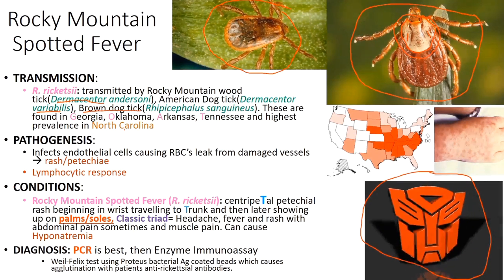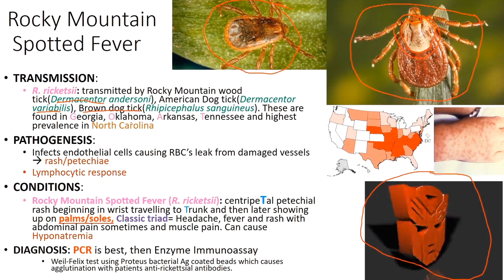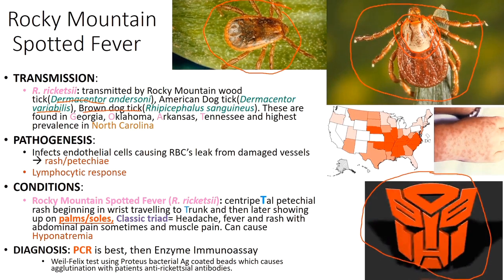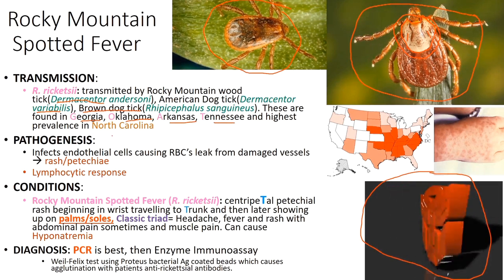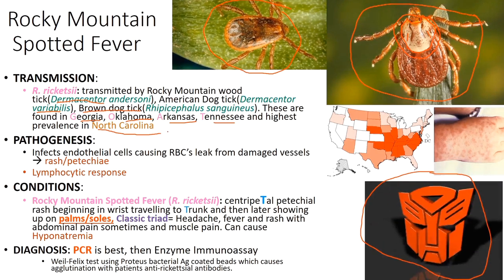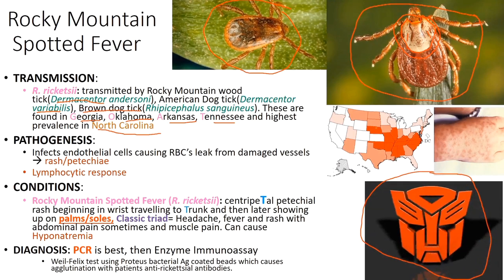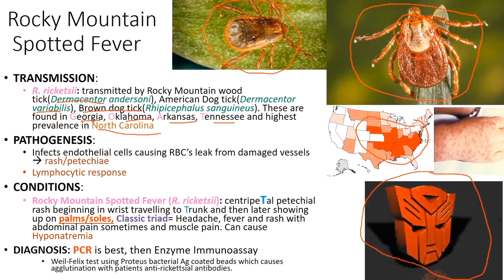Despite contrary understanding, if I were to tell my family, "Rocky Mountain spotted fever, where do you think that is?" they would probably say, probably in the Rocky Mountains. But they would be wrong, because usually you're going to find this in places like Georgia, Oklahoma, Arkansas, Tennessee, and the highest prevalence of this is in North Carolina, which, like most of these states, is in the southeast United States. And I've emphasized that here, these are the dark red states in this picture.